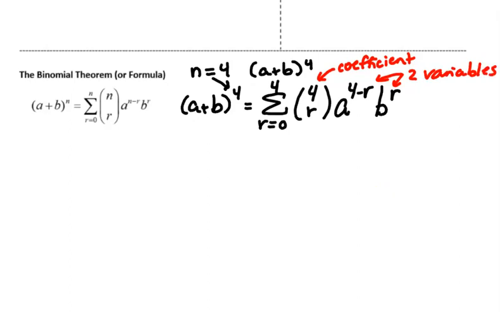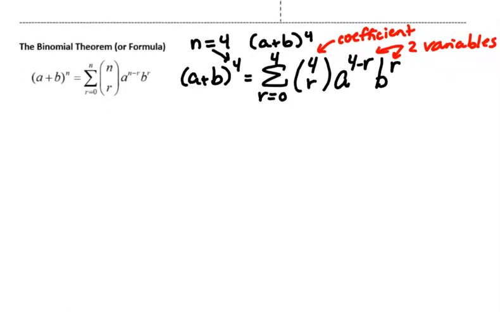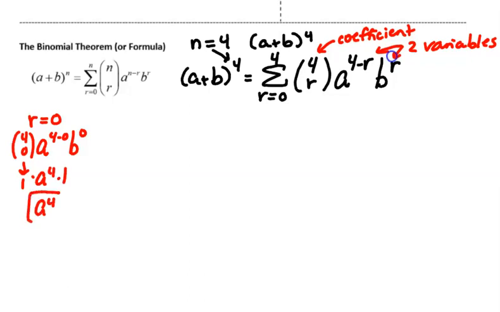Okay, so let's go ahead and start listing, just like we've always done for expanding a sigma notation. Let's just start with r equals 0. So for r equals 0, I'm going to substitute 0 wherever there's an r. So I'm going to have 4 select 0, a to the 4 minus 0, b to the 0. All right, well, what's 4 select 0? How many ways can I get 0 out of 4? 1. This would be a to the fourth, and b to the 0 is 1. So I get a to the fourth, my first term.